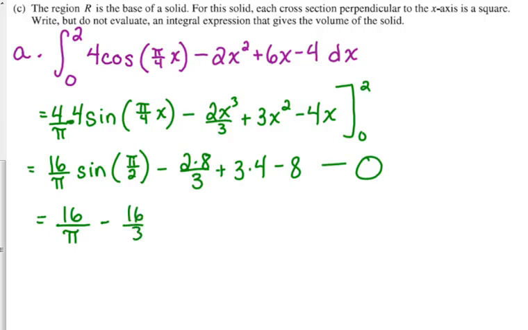All right? What is the sine of pi over 2? 1. So we've got 16 over pi minus 16 thirds plus 12 minus 8, so plus 4. You do not have to get a common denominator with pi, but I would go ahead and combine the two constants. 4 is 12 over 3, so negative 16 plus 12 is negative 4. I would leave the answer right there. Well, they may on the answer.